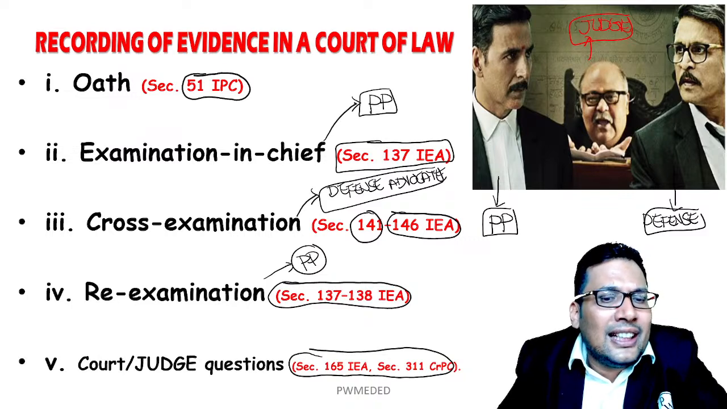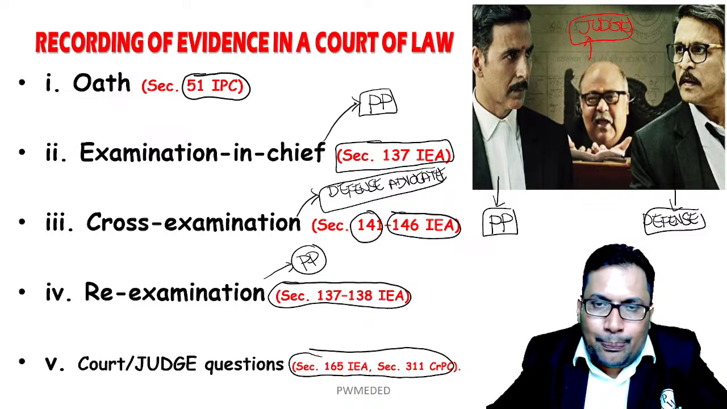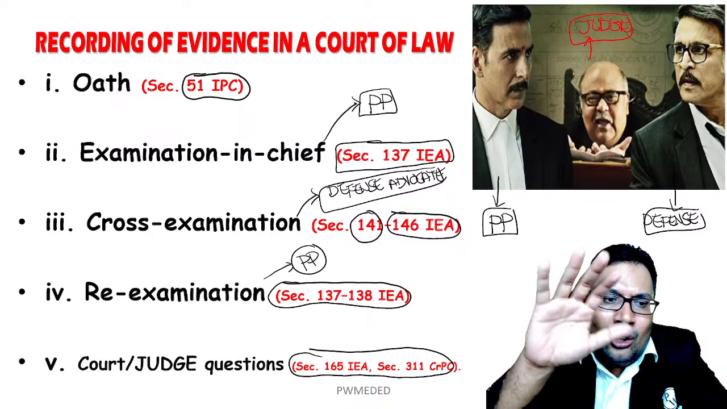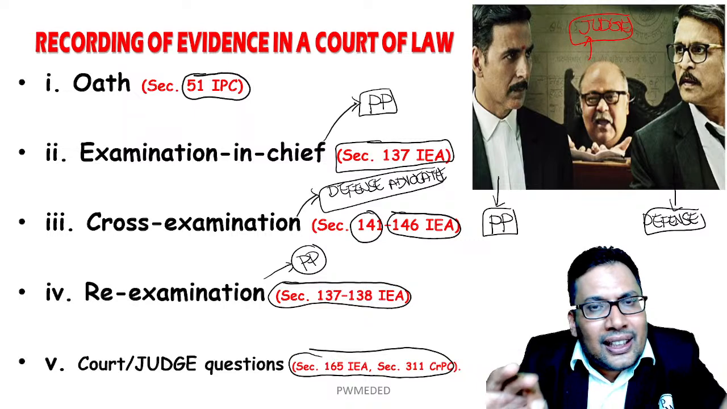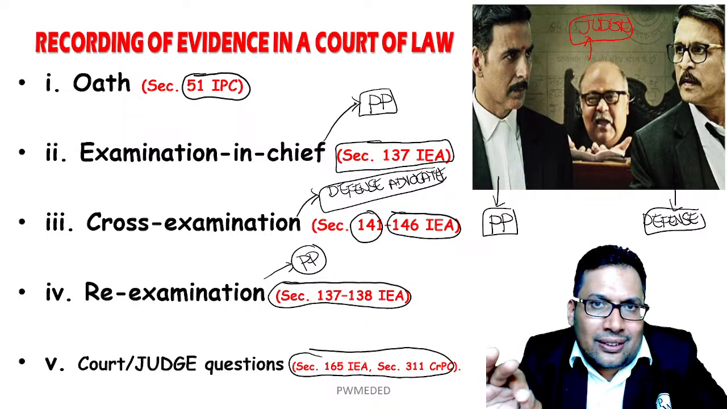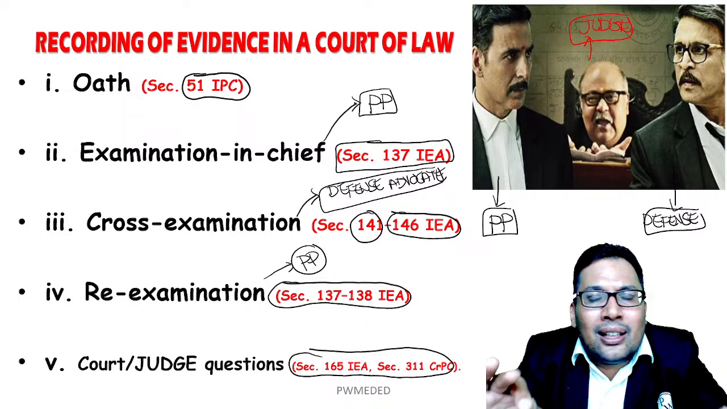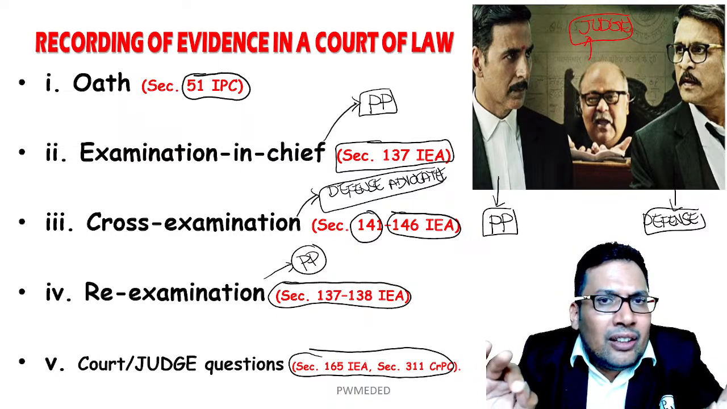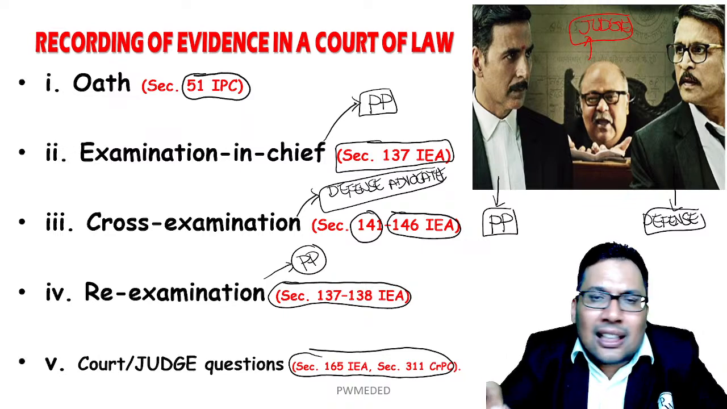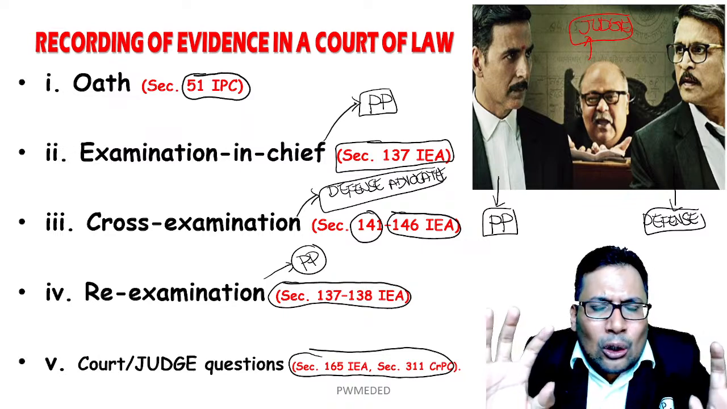That is also a NEET PG question. Once again I'll repeat, there are 5 steps: oath, examination in chief, cross-examination, re-examination, court questions. And remember, perjury is defined under 191, punishable under 193, and giving a false certificate is 197. All these are very commonly asked.